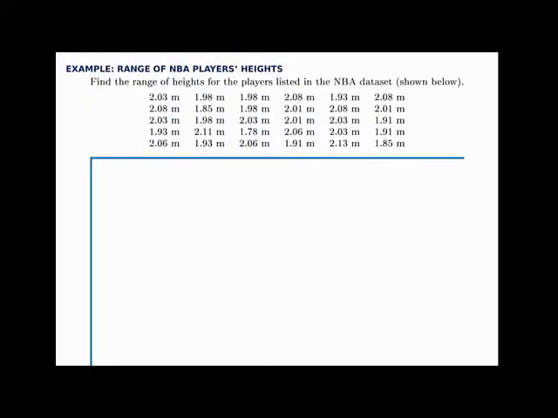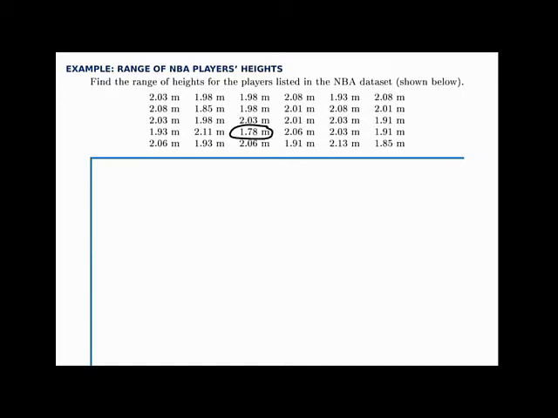Here we'll find the range of a data set that we're given, and the data set is the heights of the players given in the NBA data set. The range is really simple. It's just the difference between the smallest and the largest. So all we have to do is look through this list and find the smallest number and the largest number that occur. If you scan through, you should be able to pick out that the lowest number is 1.78.